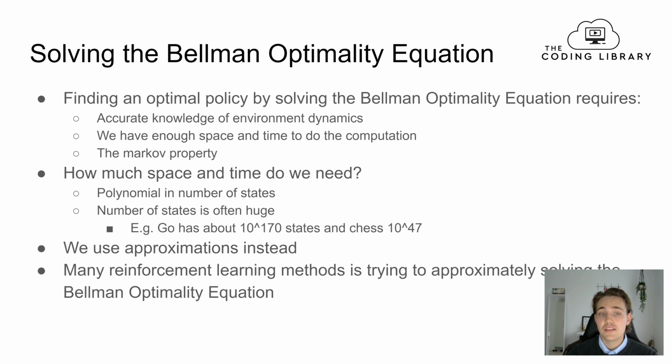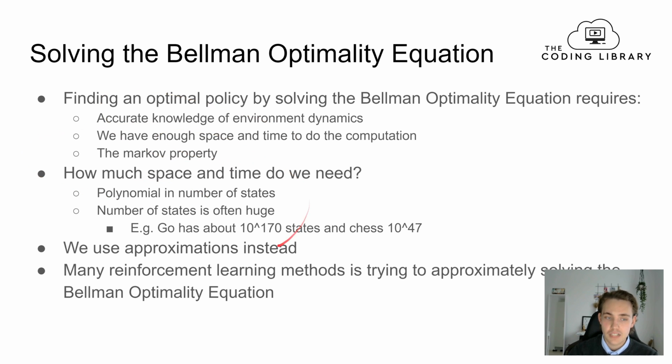So we take the best path, or the best set of actions to take to reach our goal for the agent. And we also need to have enough space and time to do the computation. So we're going to talk about that as well. And the Markov property, we also need the Markov property to be able to find this optimal policy in reinforcement learning.